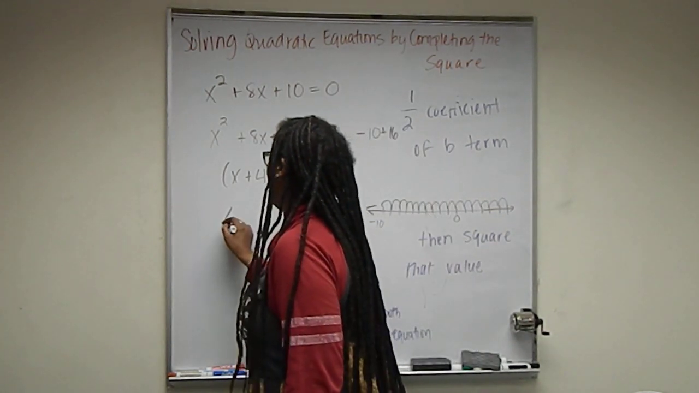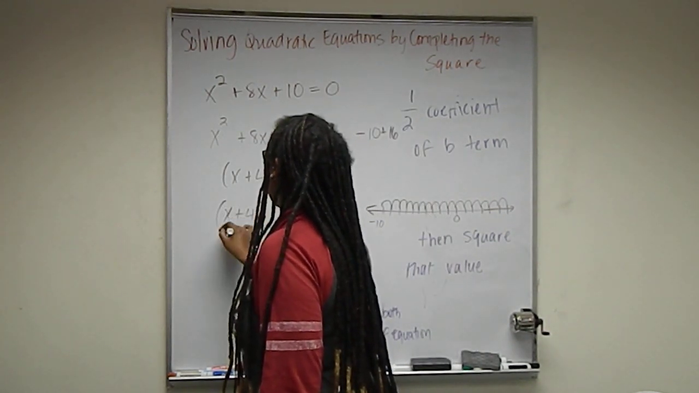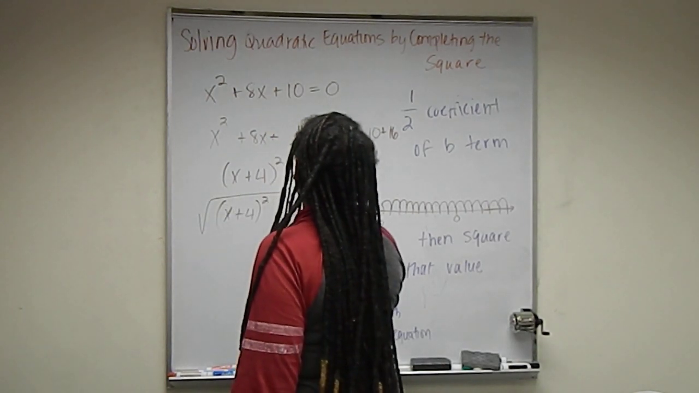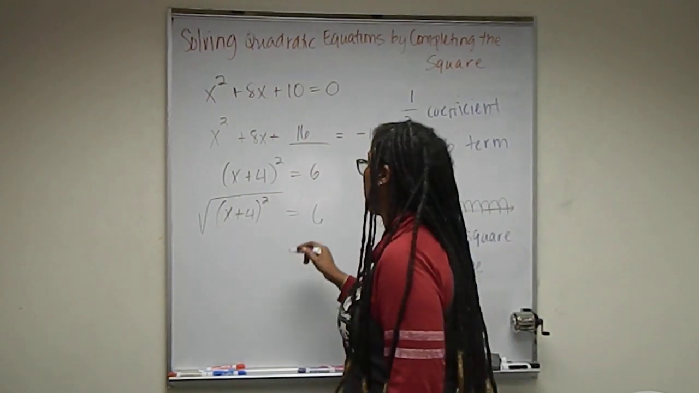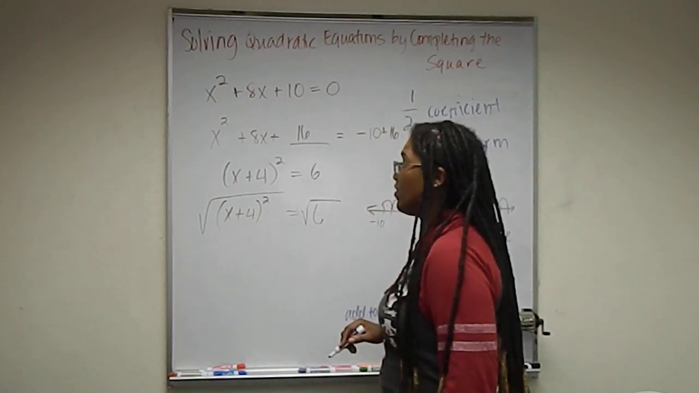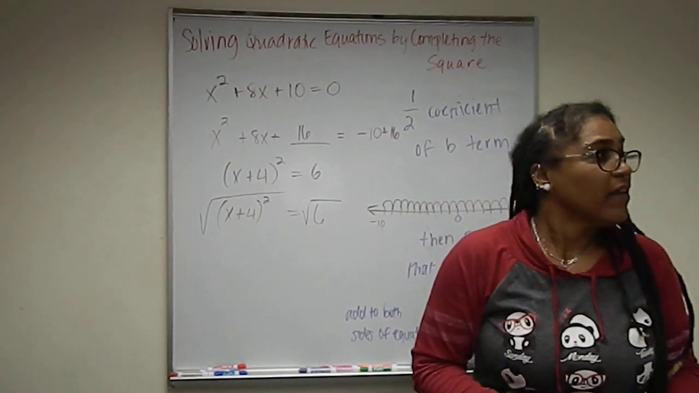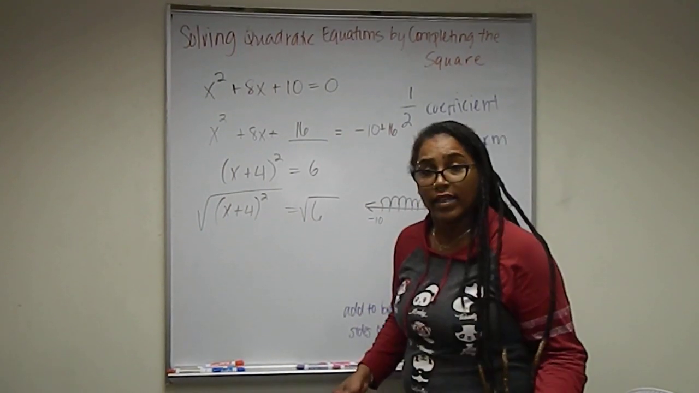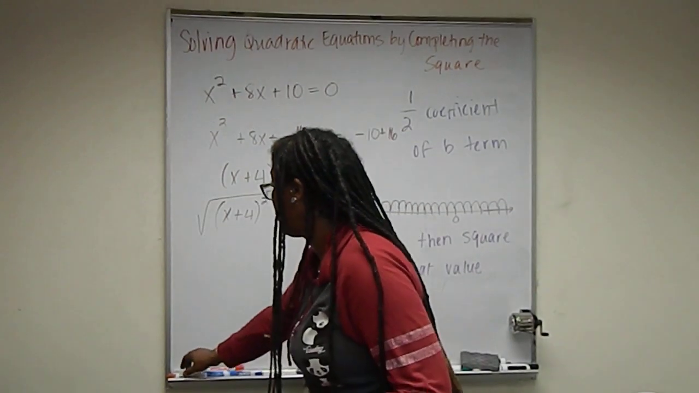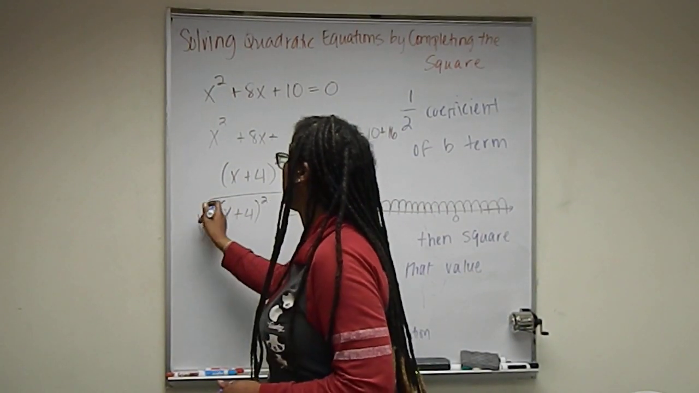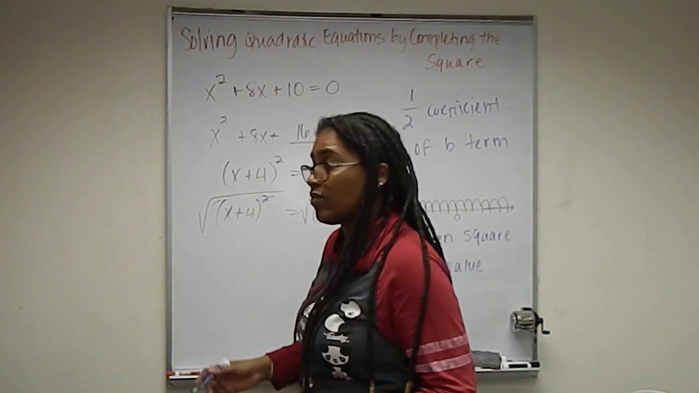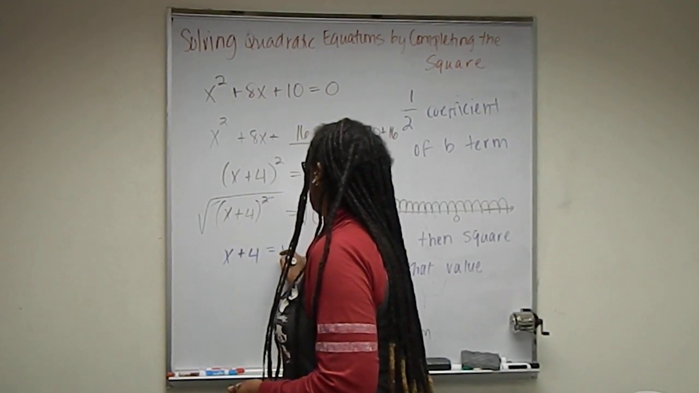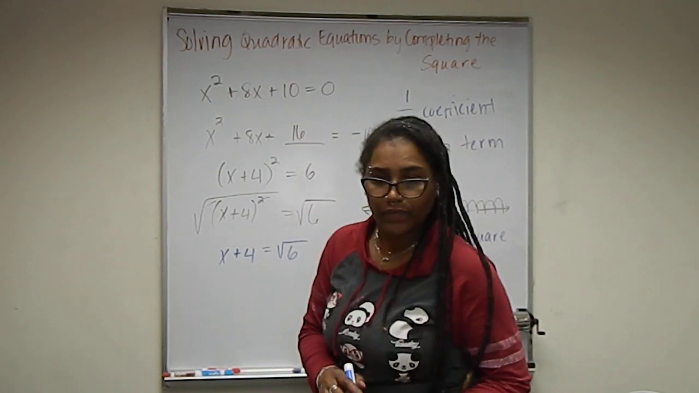So now we have to take the square root of this. Right? So we have x plus 4 squared. We're going to take the square root of that, and whatever we do to one side, we have to do to the other. So we'll take the square root of that. And we know squaring and square roots are inverse operations. They cancel out each other, right? So now we know that this and this cancel each other out. So we get x plus 4 is equal to the square root of 6.